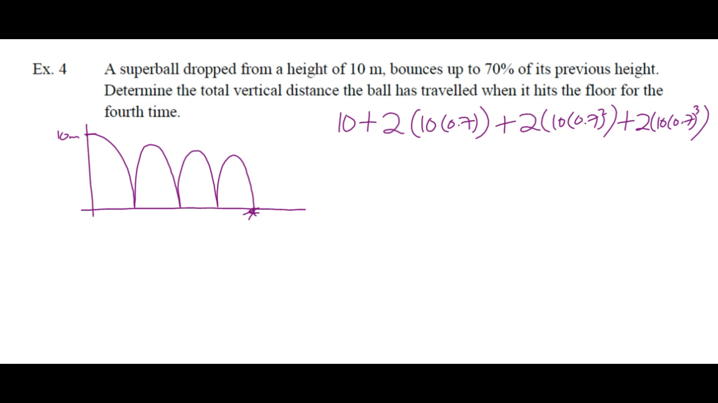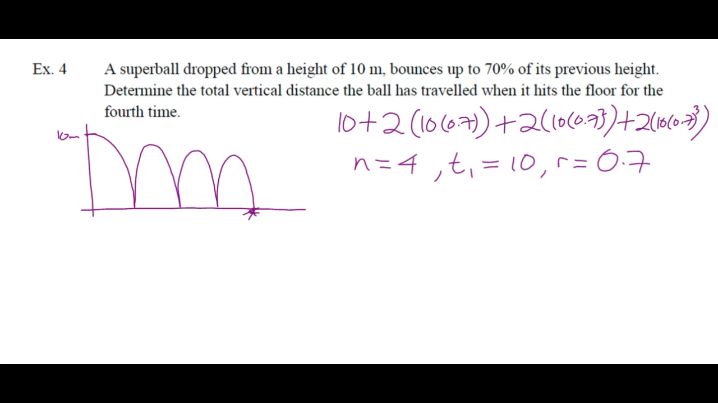We could say, I'm going to add up a series. Now, how many terms am I going to add up? Let's say we start with the 10, so term 1, and let's just add up the going downs. So there's term 1, term 2, term 3, term 4. So we're adding up 4 terms, so n is 4. The first term is 10. The common ratio, what's 70%? 0.7.